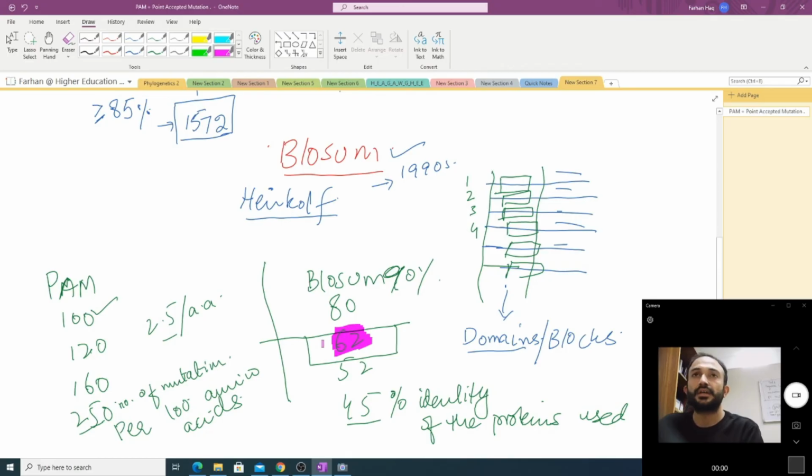In the next section of the lectures, I will show you the matrix, how the scores are arranged in the BLOSUM or PAM substitution matrices, and we will use that to build the alignment. So I think it's enough for today. Thank you.